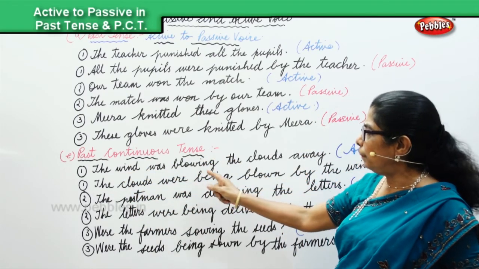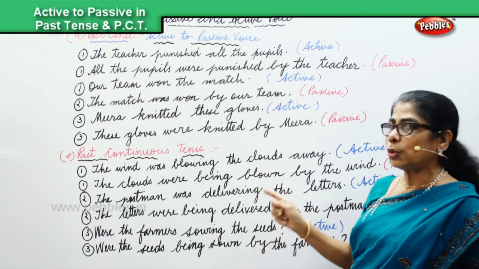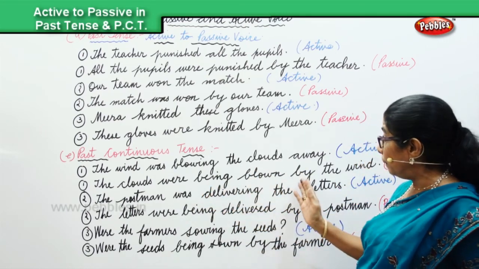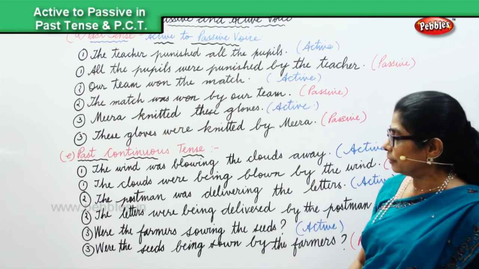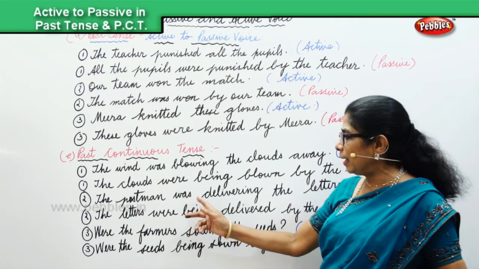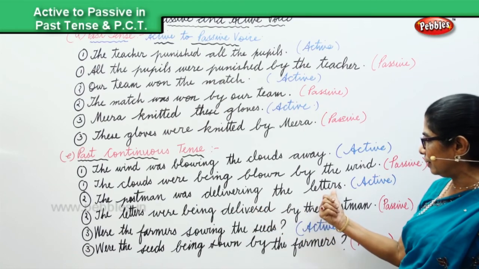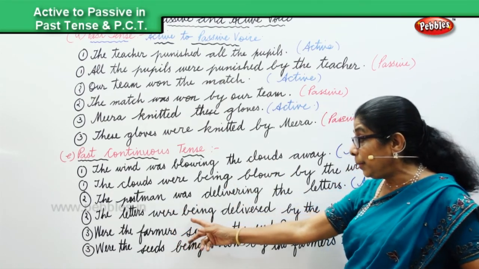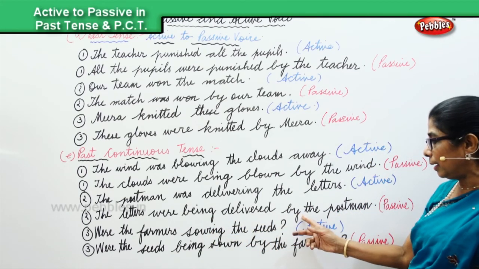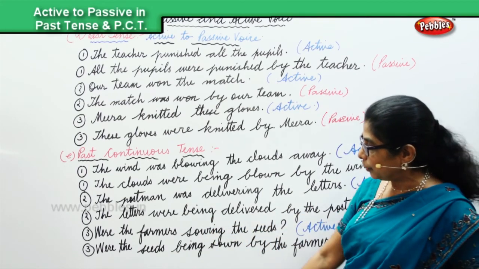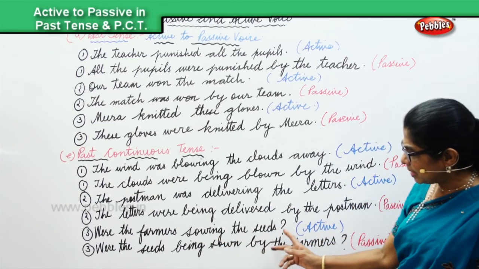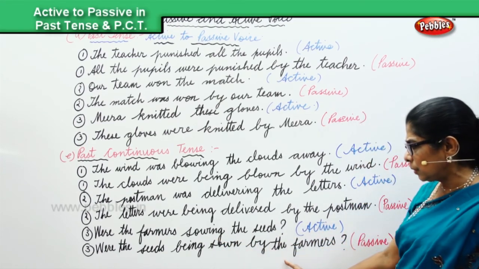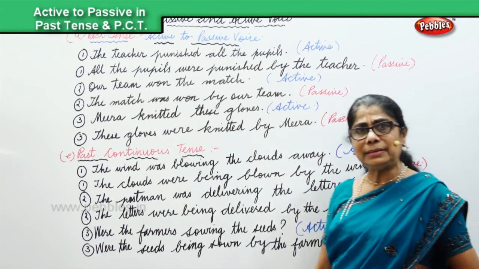And now we look at past continuous tense. The wind was blowing the clouds away. Active. The clouds were being blown by the wind. That is passive. The postman was delivering the letters. Active. The letters were being delivered by the postman. Finally, were the farmers sowing the seeds? Active. Were the seeds being sown by the farmers? Passive.